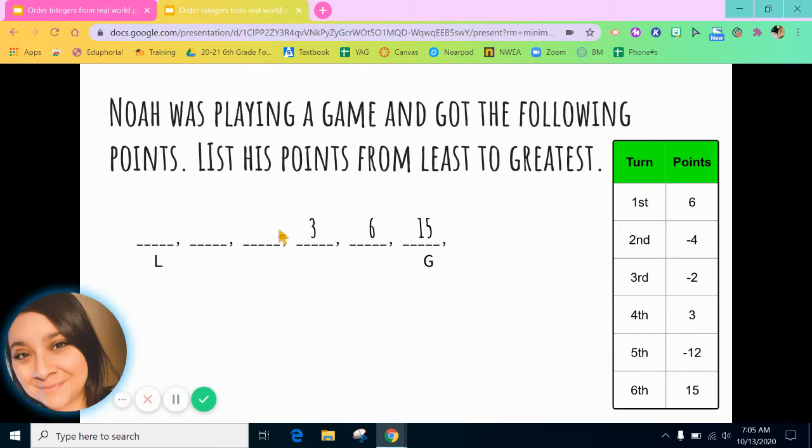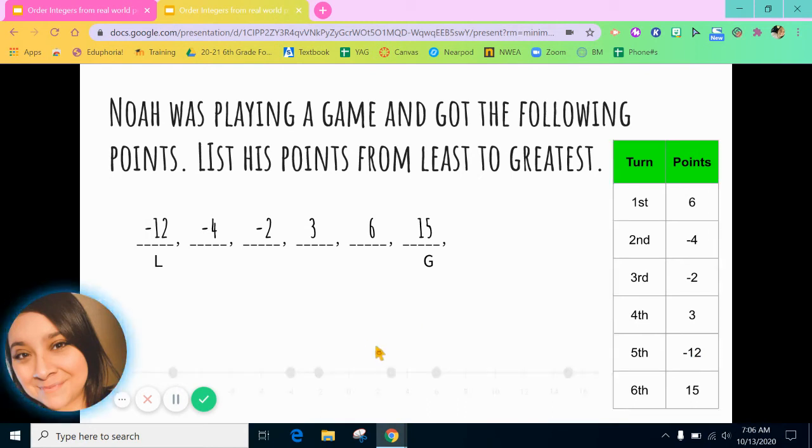Now I can focus on my smaller ones. So the one that's almost positive, we've got -4, -2, -12. So the greatest of those, remember the greatest is the one closest to 0 when it comes to negatives, would be -2, then -4, and then -12.